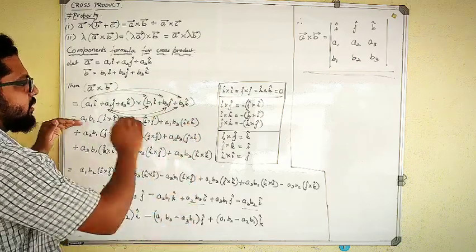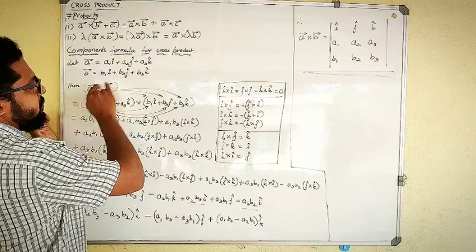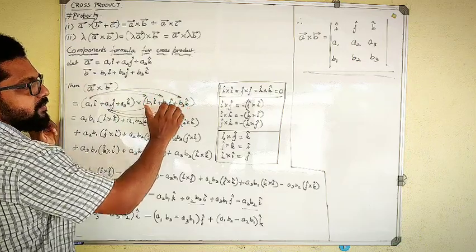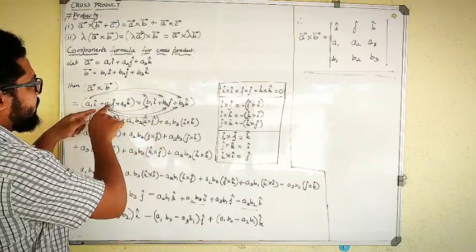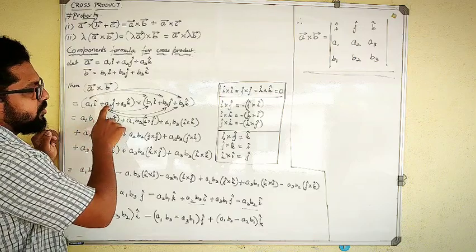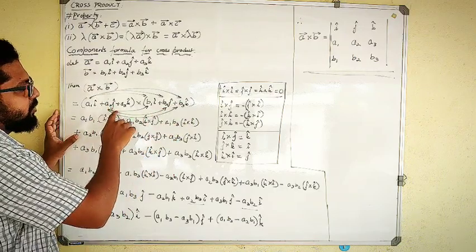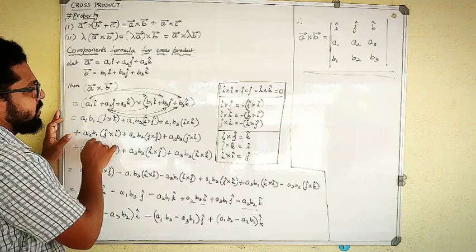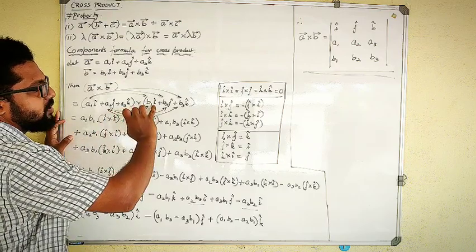So this is the first portion, that is, the first term multiplied with the three terms of the second vector. That is done. Let me go to the second term with the second vector: A2 B1, here j cross i.